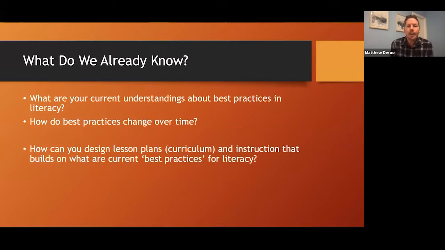So again, I would ask, what are some of your current understandings about best practices in literacy as you have read in your textbooks or as you have encountered different journal articles? I think it's important to take your own understandings for where you start as we enter into the conversation this morning. And then second, I think we should consider how do best practices change over time?